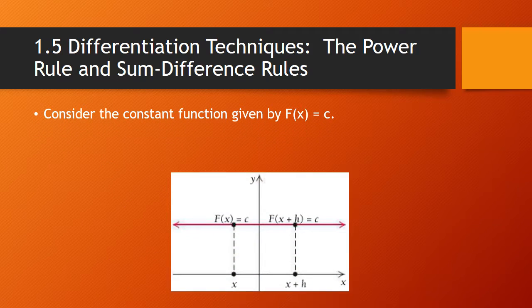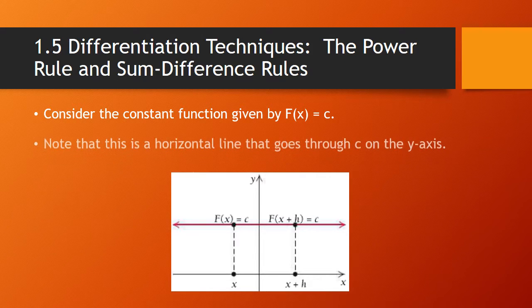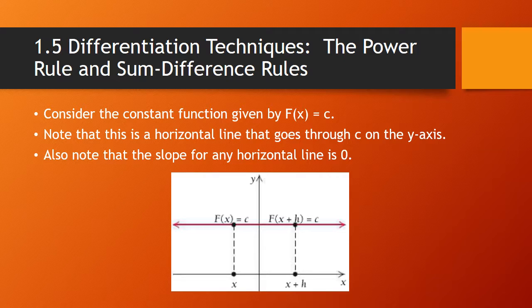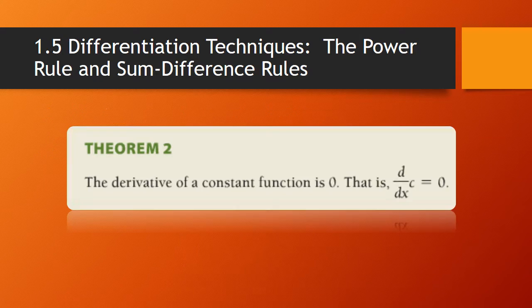Now consider the constant function that you see here. The constant function is f of x equals c. It's a horizontal line that goes through c on the y-axis. And we've got 2 points designated here. We've got x and then x plus h. And recall that the slope of any horizontal line is 0. So we know the slope of this line is 0.